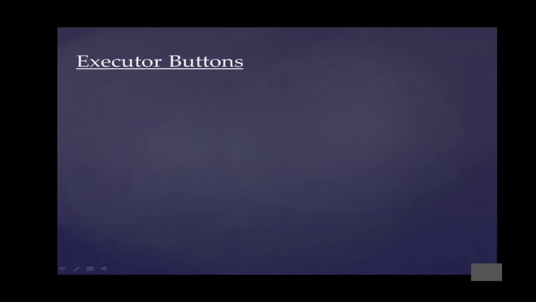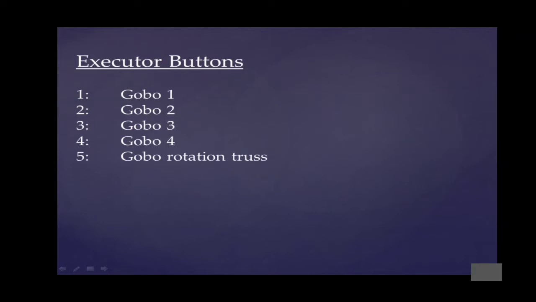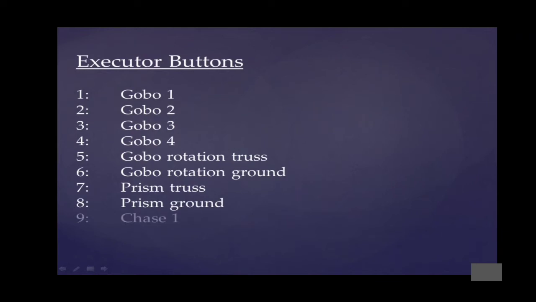Executor buttons. We got 20 executor buttons. From these 20 buttons, we're only going to use 18. The first 4 will be for gobos. Then we got a gobo rotation for our truss moving lights and a gobo rotation for the ground moving lights. A prism for the truss and a prism for the ground.